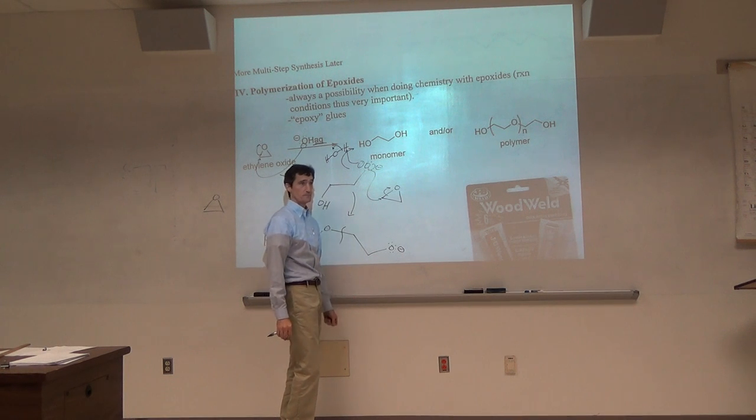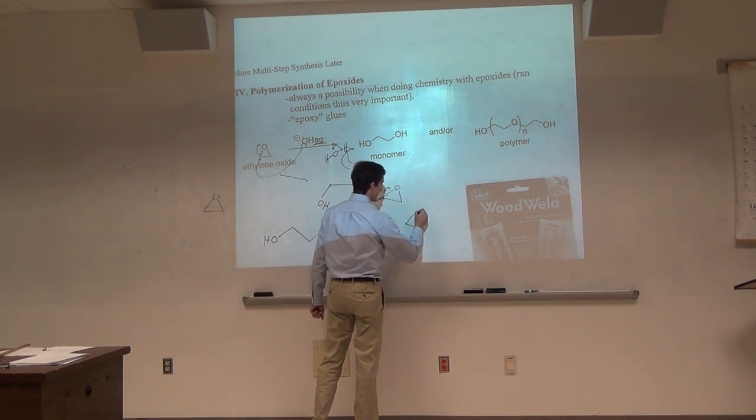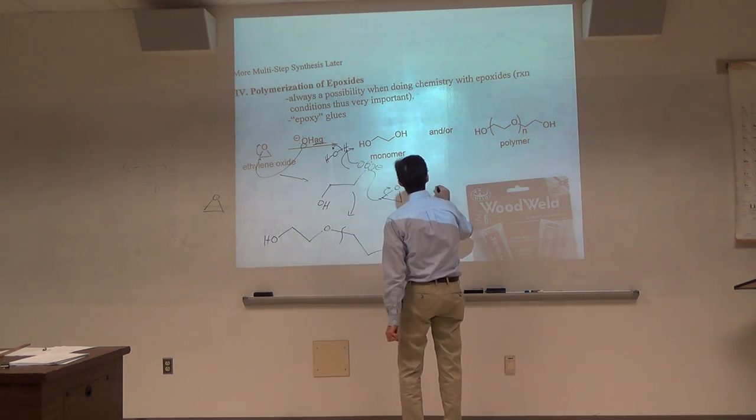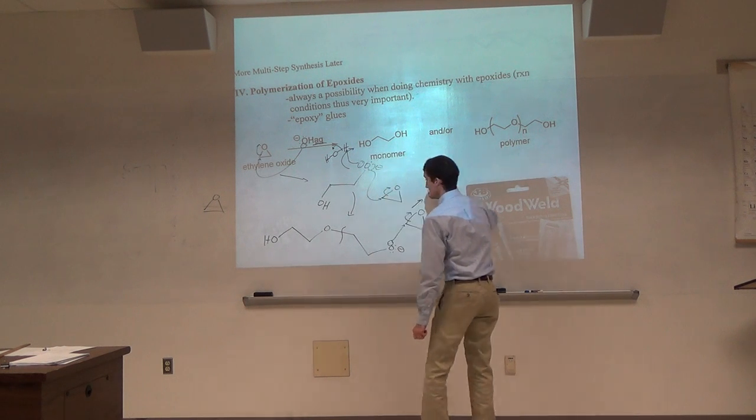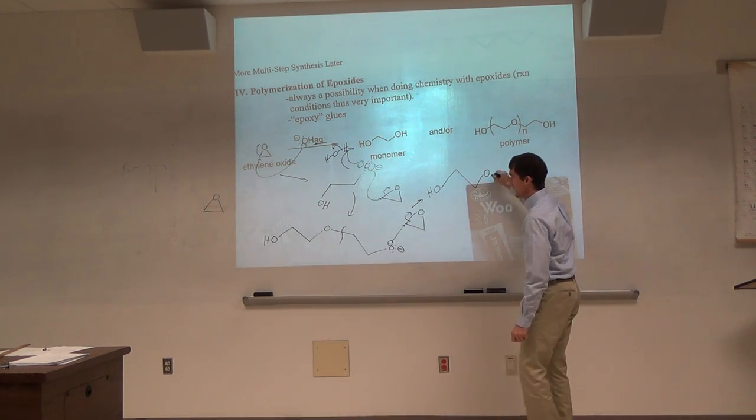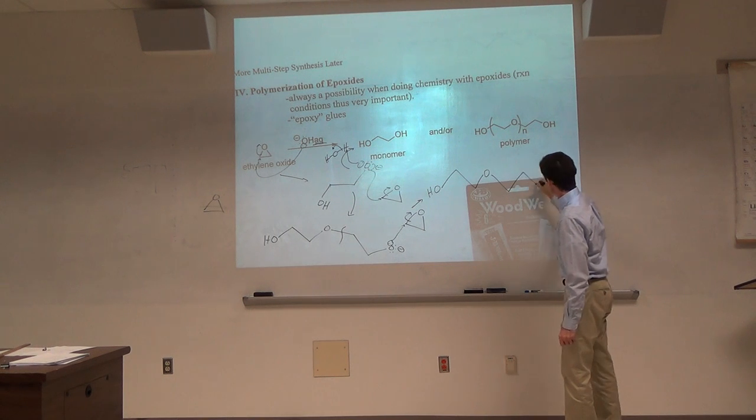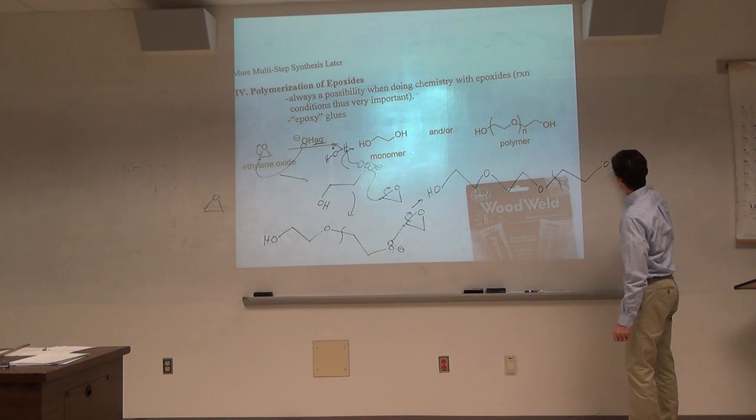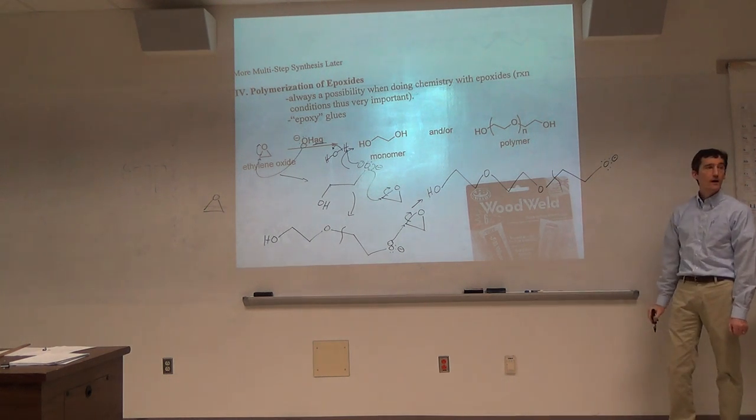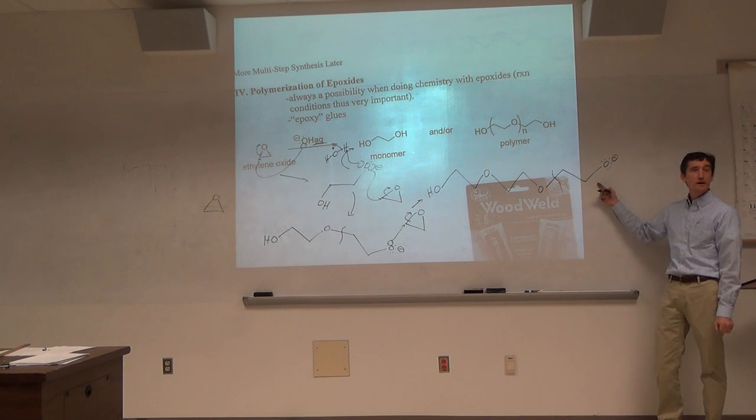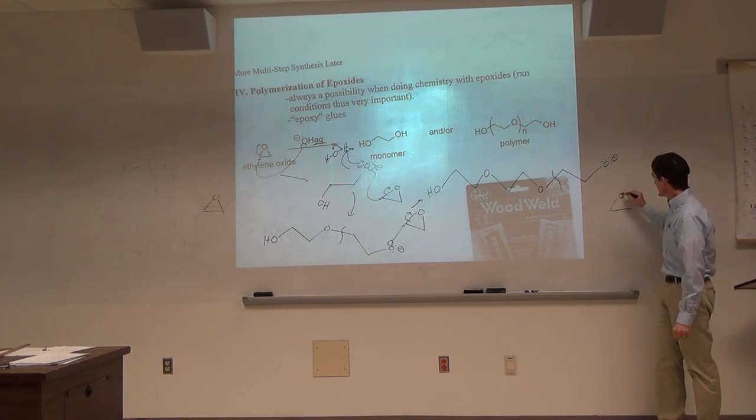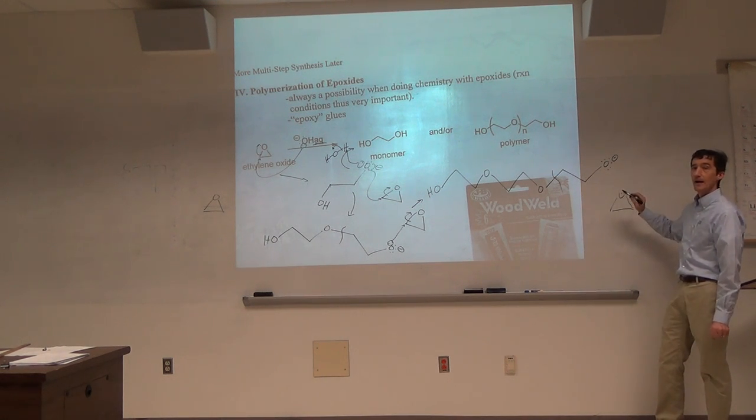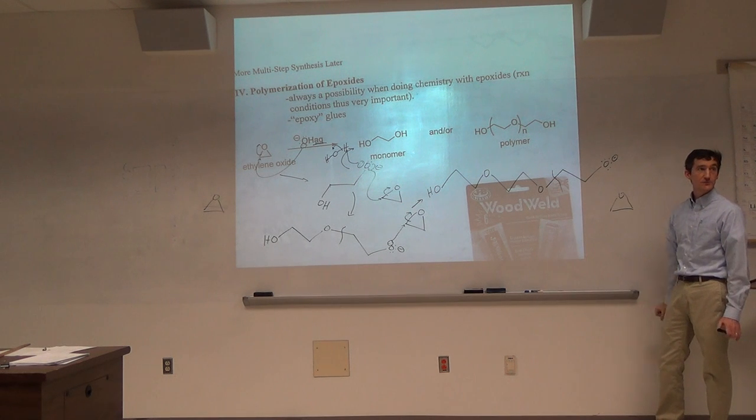But what else could it do? It could attack another epoxide. And this could attack here. Open that up. What do you get? Let's see. We get OH, oxygen, and we just made that bond, and that becomes O minus. What can this do? This could attack another epoxide. How many times do you want to do it? 100 gazillion? It'll do it 100 gazillion times.